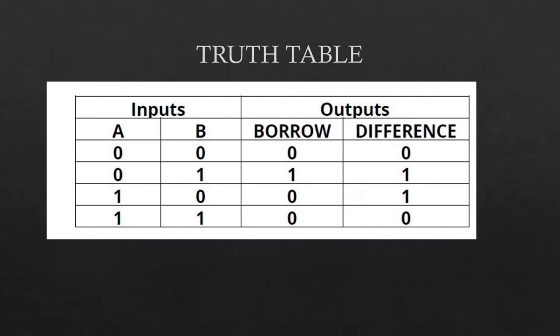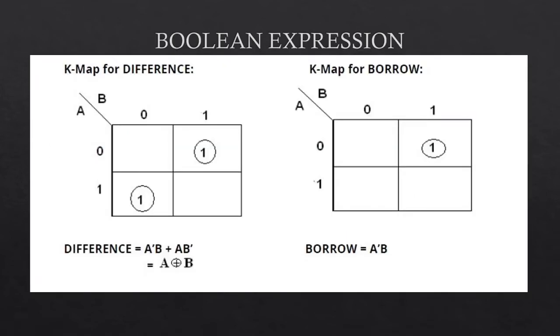So here is the truth table for the half subtractor circuit. When 0 and 0 are subtracted, our difference is 0 and the borrow is 0. When 0 and 1 are subtracted, our difference is 1 and the borrow becomes 1. When 1 and 0 are subtracted, the difference is 1 and the borrow is 0. When 1 and 1 are subtracted, the borrow and difference both become 0.